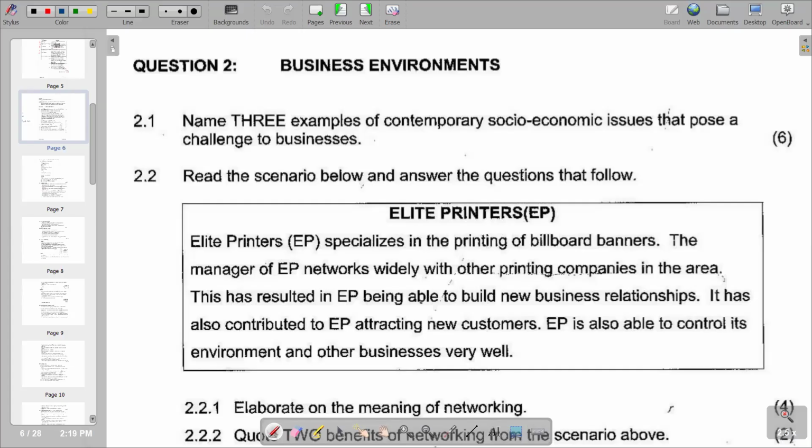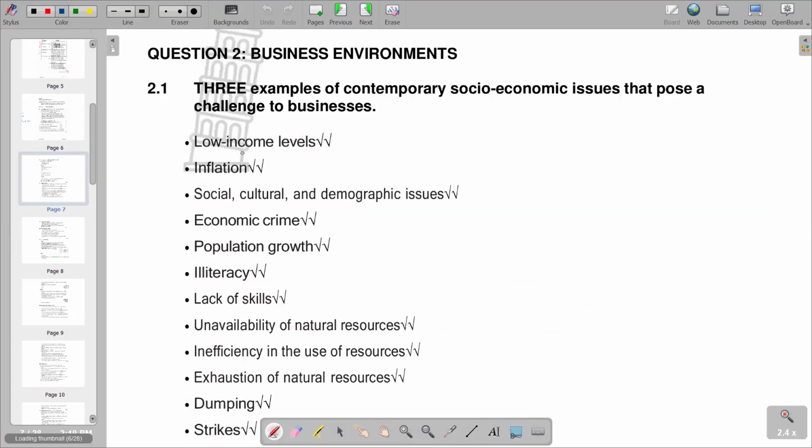Moving on to our question 2, which is on our business environments. Our question 2 reads, name 3 examples of contemporary socio-economic issues that pose a challenge to businesses. Contemporary socio-economic issues are basically social issues that affect individuals and also affect the society at large. We have got examples in the other section. We have got low income levels. These are some examples of contemporary socio-economic issues that pose a challenge to businesses.